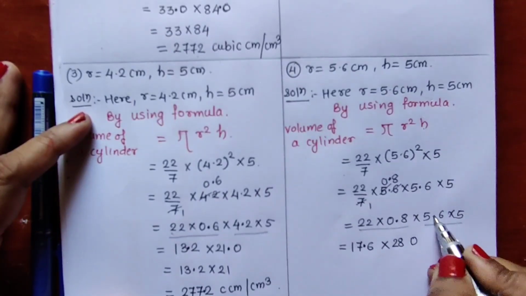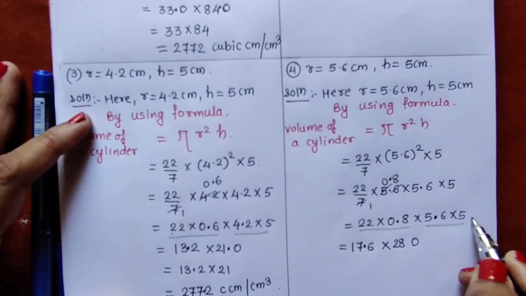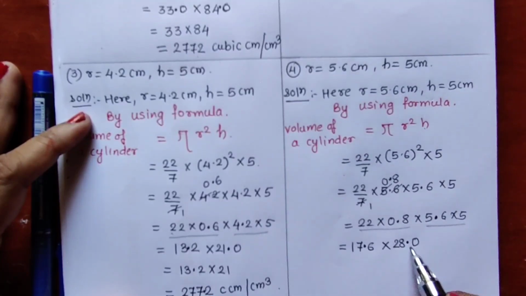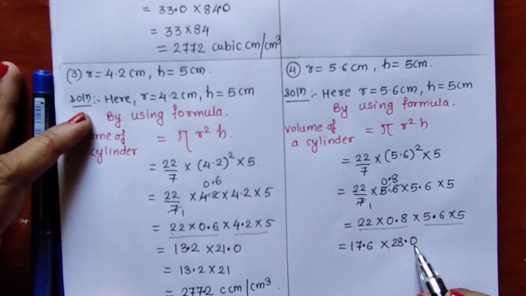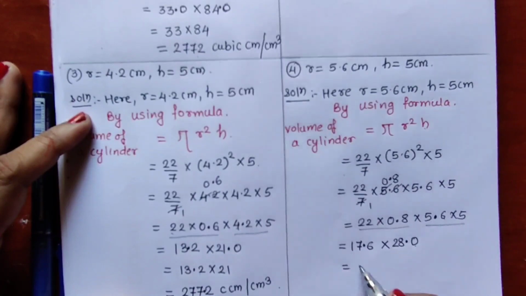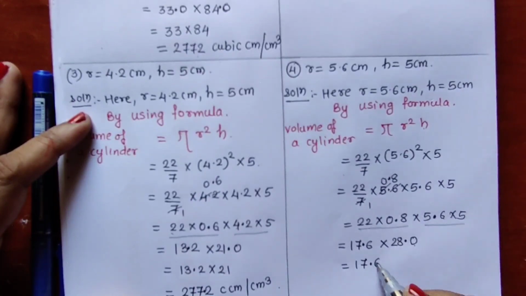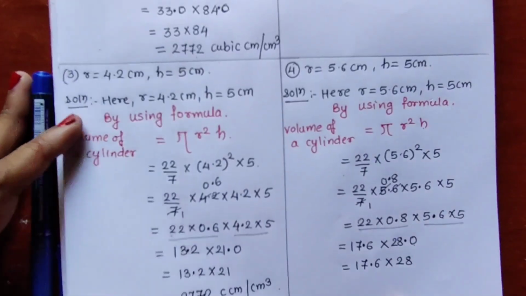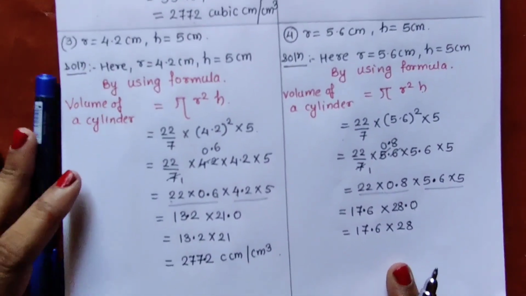Again, only in one number after the point 1 digit is there, in this number no decimal point, so in the answer also there should be a decimal point, and after that there should be 1 digit. So 28.0 means only 28. After the point 0 is there, no value. 17.6 multiplied by 28. Now this multiplication we can do on our rough page.